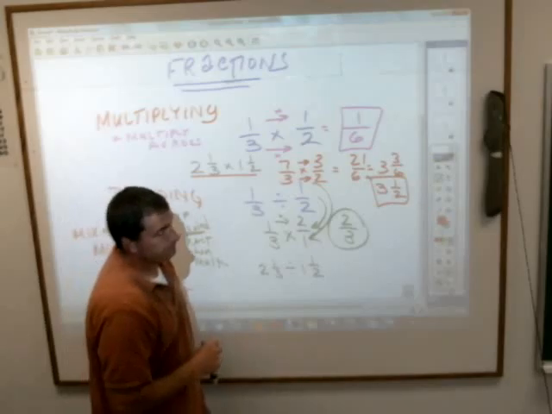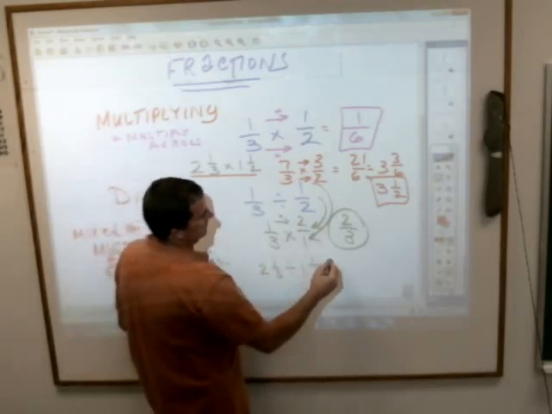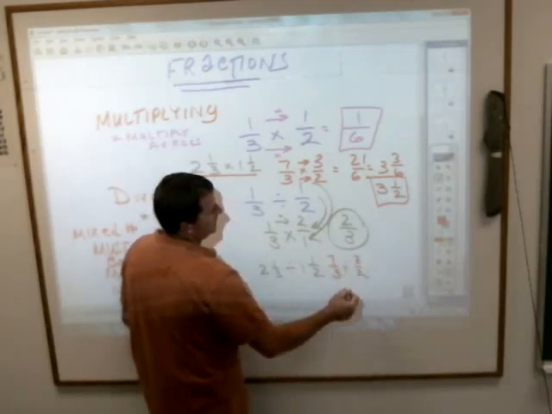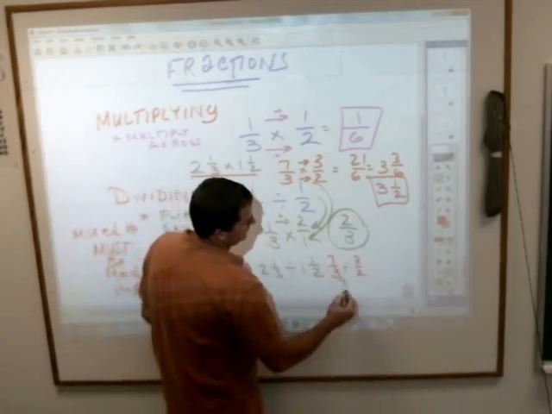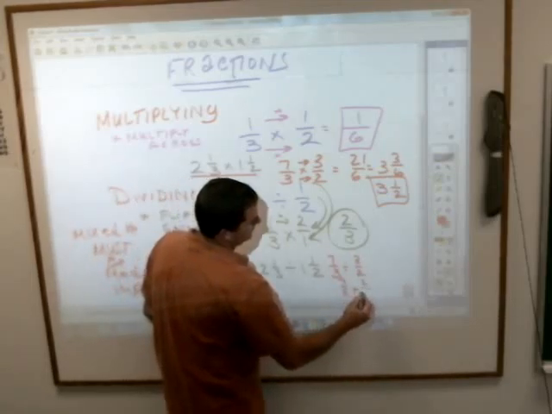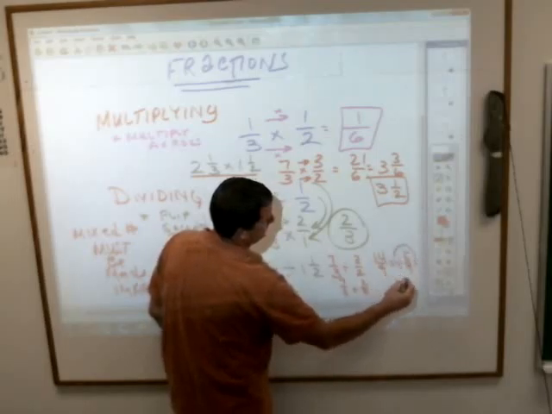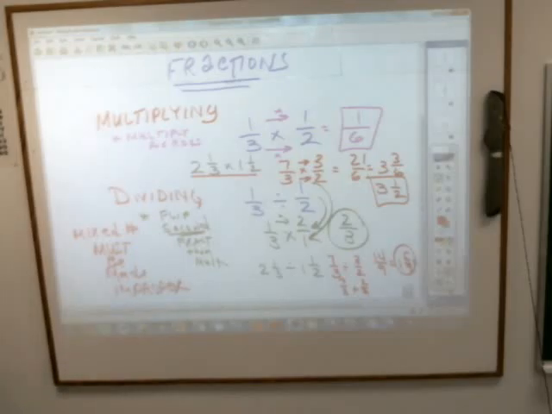Same thing for the bottom one here, you need to make them improper. It still is going to be 7/3 divided by 3/2, but you must now flip the second one in order to multiply it. So it's 7/3 times 2/3, in which you end up with 14 over 9, which is 1 and 5/9 for the division part.